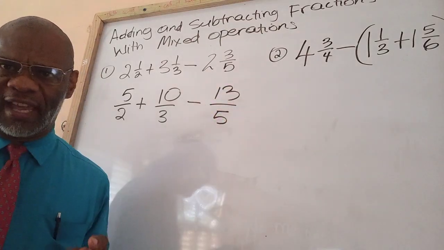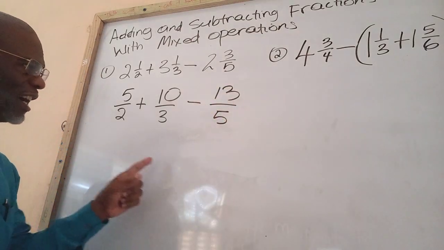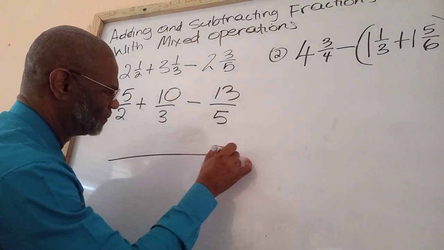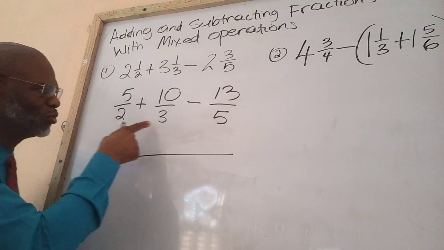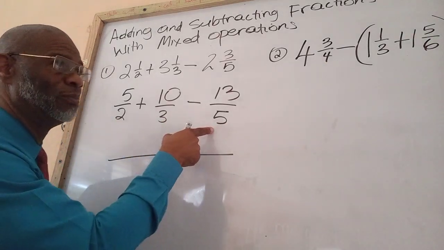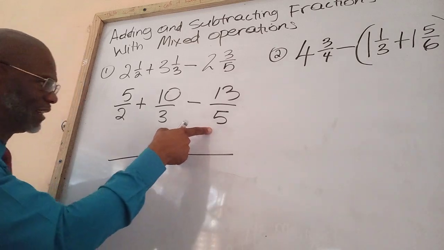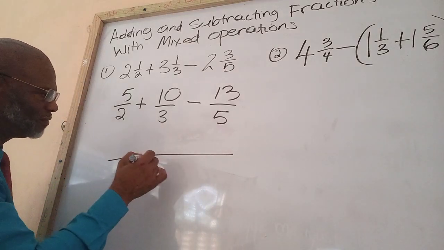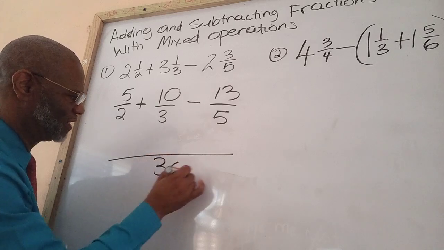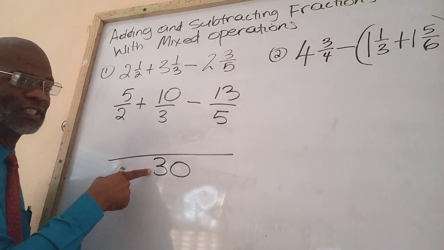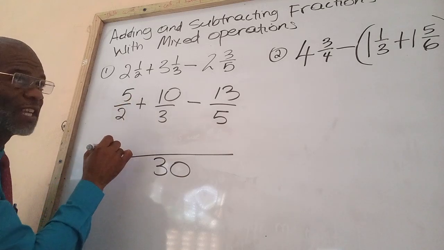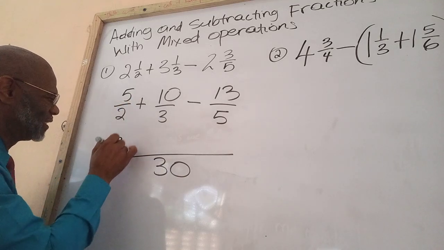Now we are going to find our LCM. The LCM of 2, 3, and 5 would be 30. So 2 into 30 is 15, and 15 times 5 is 75.